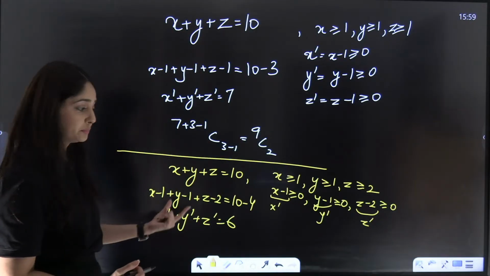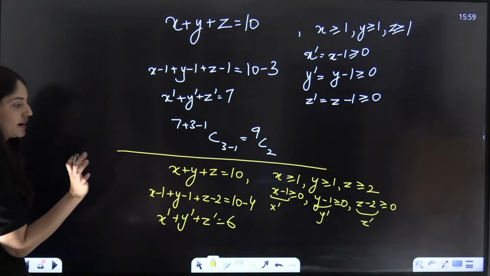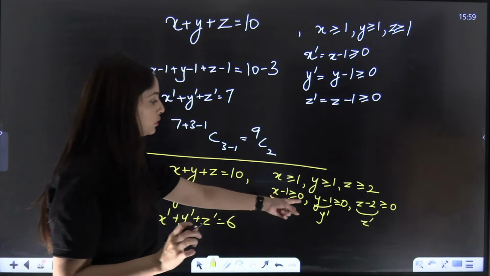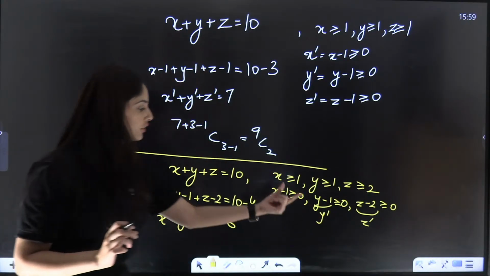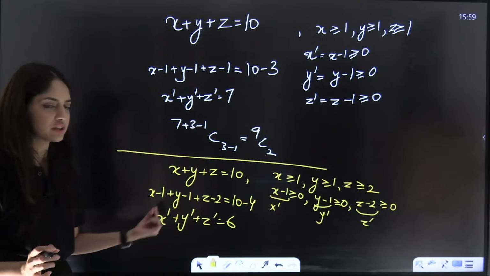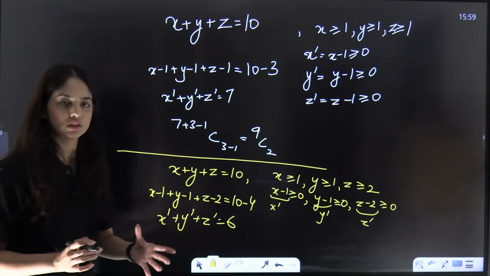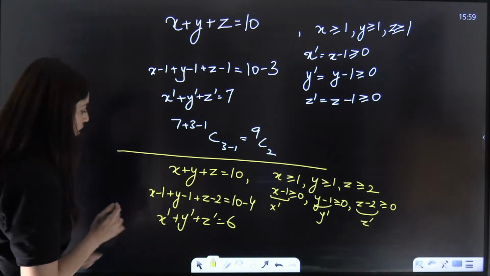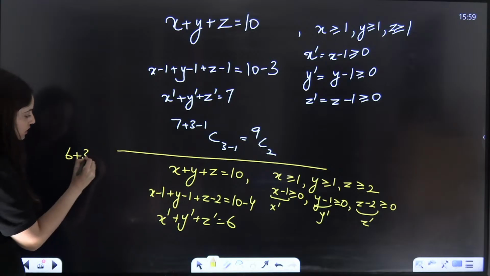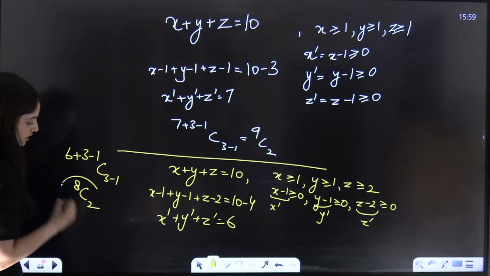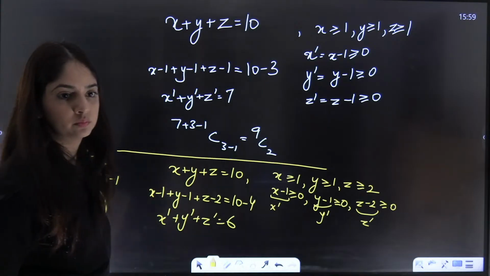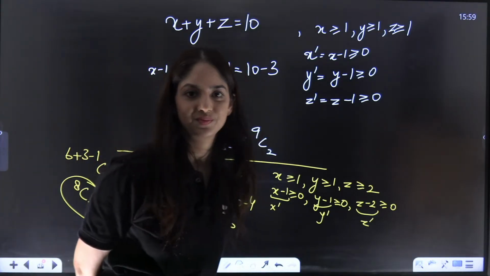So that means now we can apply the formula, because now x dash is greater than or equal to 0, y dash is greater than or equal to 0, z dash is greater than or equal to 0. All of these variables can go from 0 to 6, 0 to 6, 0 to 6. Okay. So now we'll apply the formula directly. 6 plus 3 minus 1, C3 minus 1, which is 8C2. Good.